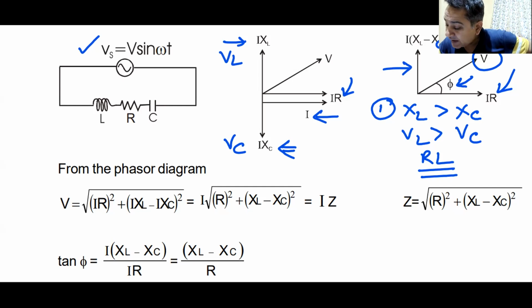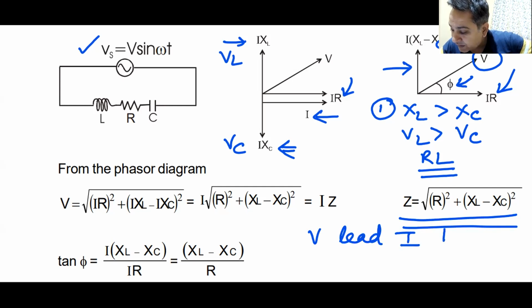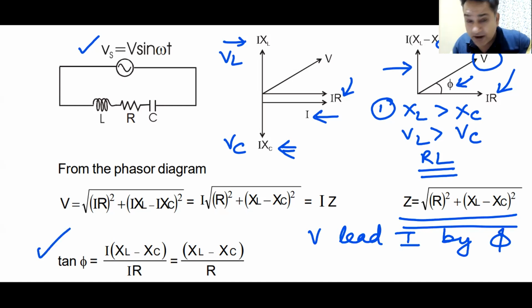In this case, the impedance will be the square root of R squared plus XL minus XC whole squared. Voltage will lead current by a phase angle of phi. Tan of phi will be equal to XL minus XC, divided by R. Remember, in case of RL, it was XL by R. In case of RC, it was XC by R. And now it is XL minus XC by R.